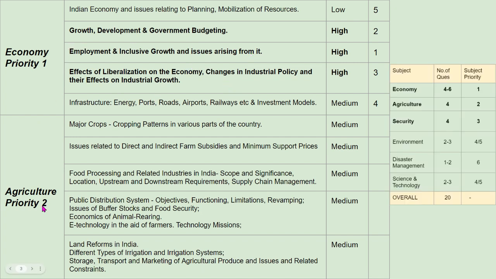Coming to agriculture, as we can see, agriculture has roughly 4 questions, and we can group the syllabus lines into these 4 to 5 lines. Since 4 questions are asked, easily 1 question from each line is found every year. And since the lines are many, for instance, in PDS, there's buffer stocks, food security, economics of animal rearing, e-technology in the aid of farmers and technology missions.